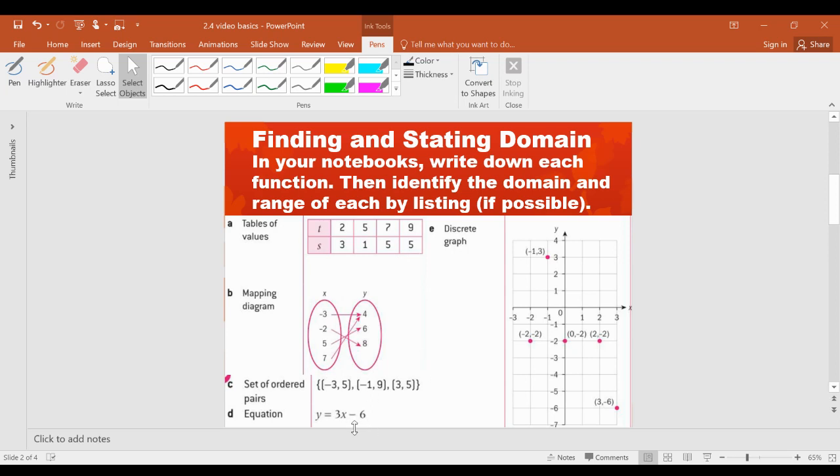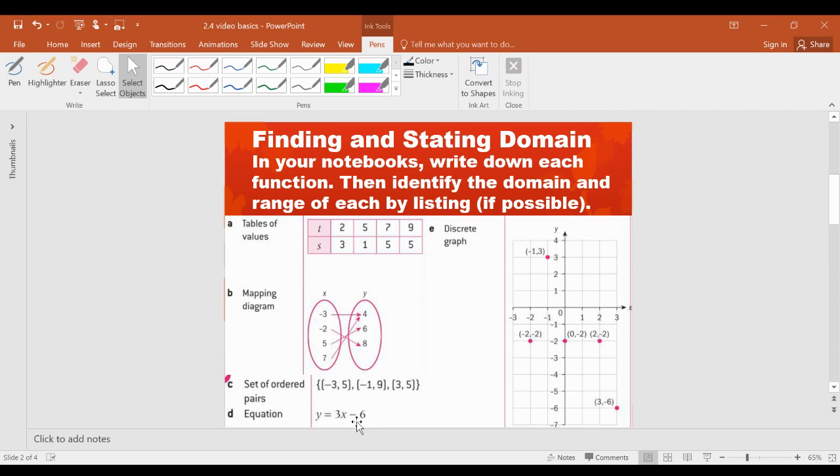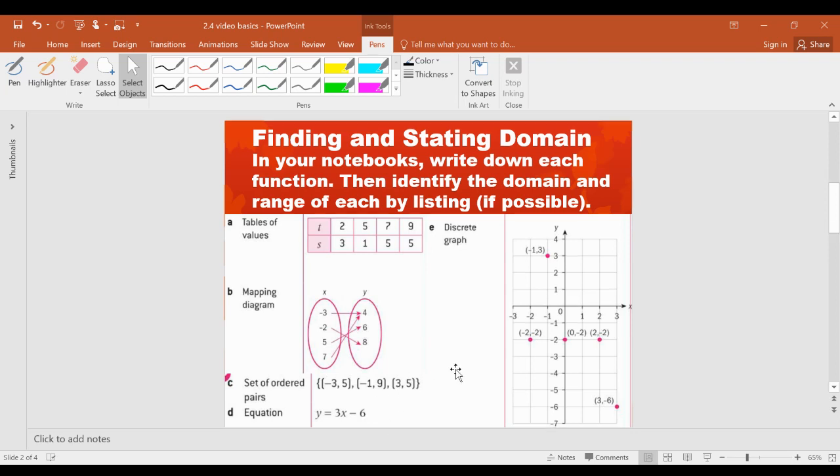So for equations, for a linear equation like this, you're probably comfortable saying that the domain is all real numbers and the range is all real numbers. But we're going to start looking at more complicated functions and analyzing some of the restrictions that are there and describing what those are more formally here in pre-calculus. So we're going to look at that next for more continuous functions.